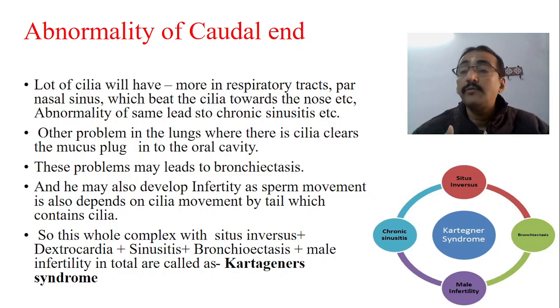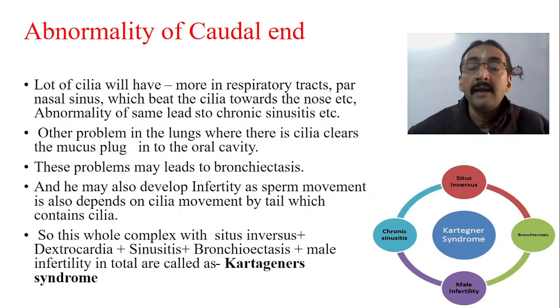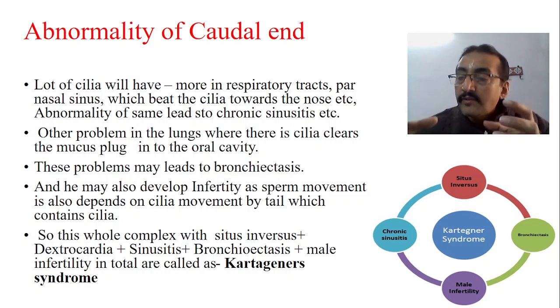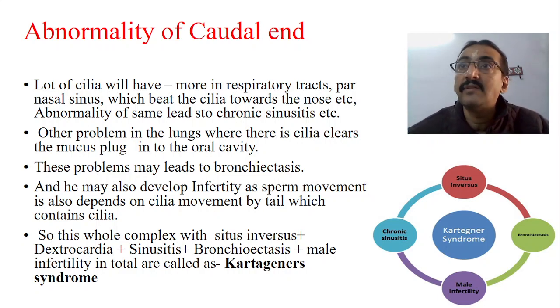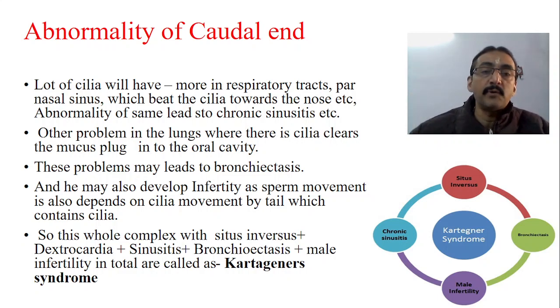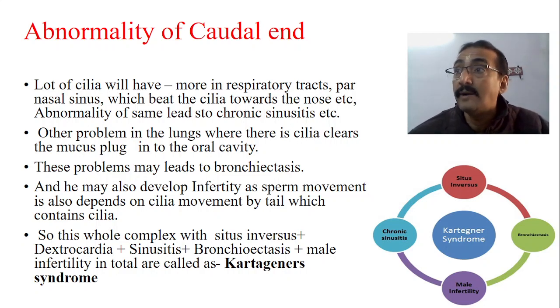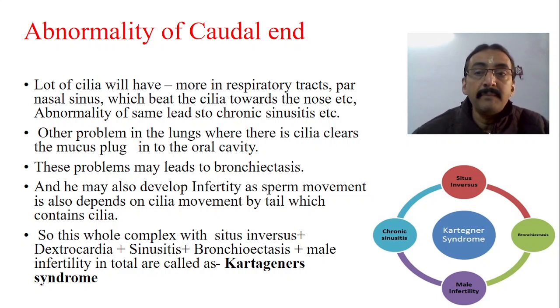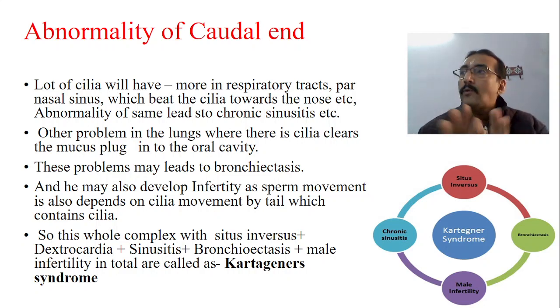In the respiratory tract also we have the cilia. If the cilia are not clearing the respiratory secretions, a lot of mucus plugs will be formed and a lot of mucus gets collected in the bronchial tree itself, and that is called bronchiectasis. We will have the problems of bronchiectasis. And many will develop infertility, because sperm movement is also a type of cilia movement, depending on the tail which contains the cilia. So spermatic problems will be there, especially infertility.